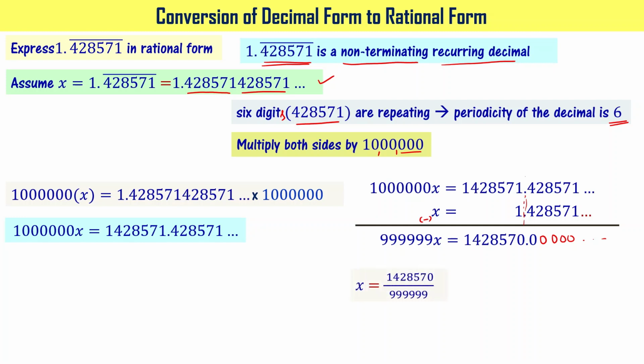So x equal to now 1428570 divided by 9,99,999, right? You have to simplify this. This is also a rational number because numerator and denominator are integers, but we want to simplify this further, right? To do that, take a look at this. 1,42,857 times 7 is 9,99,999. Okay.